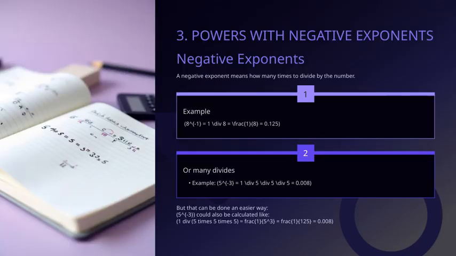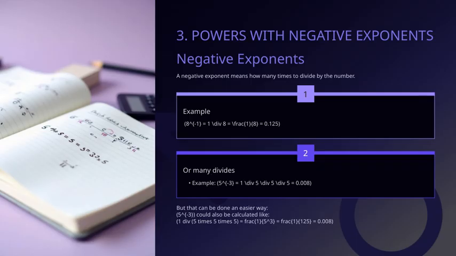When you see a negative exponent, it actually tells you how many times to divide by the base number. For example, take 8 raised to the power of -1. That means 1 divided by 8, which equals 1/8 or 0.125. So, a negative exponent indicates division rather than multiplication.